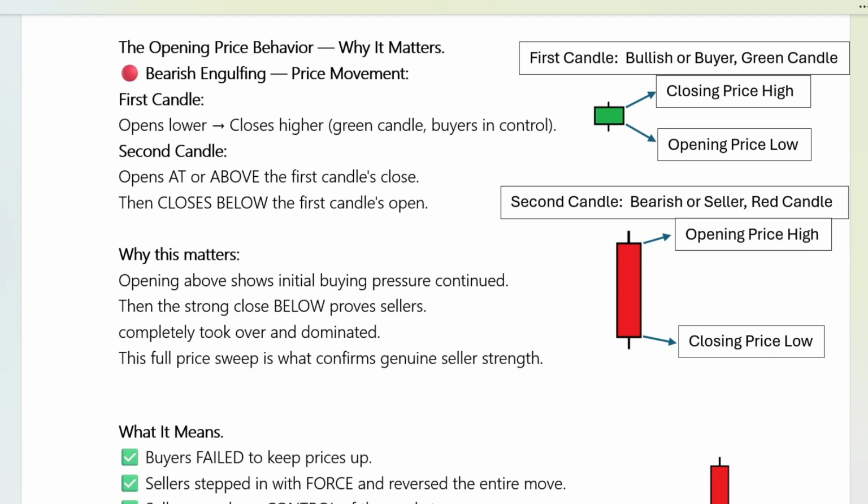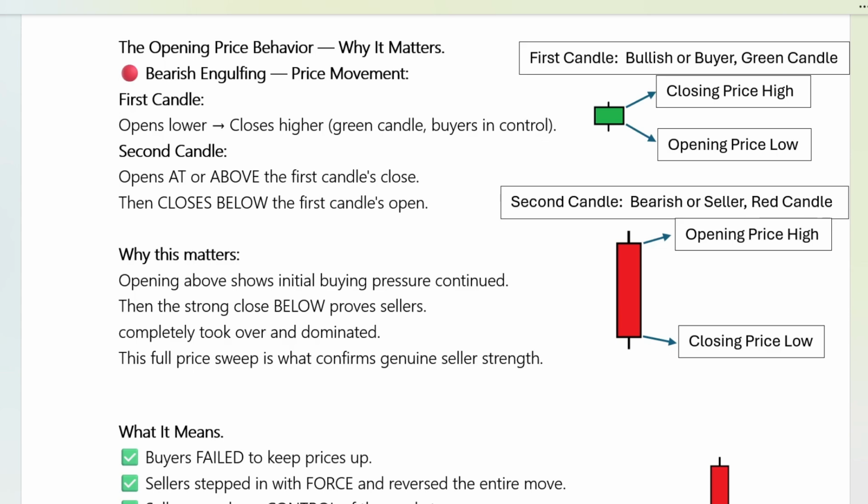Bearish engulfing, price movement. First candle, opens lower, closes higher, green candle, buyers in control. Second candle, opens at or above the first candle's close. Then closes below the first candle's open. Why this matters? Opening above shows initial buying pressure continued. Then the strong close below proves sellers completely took over and dominated.